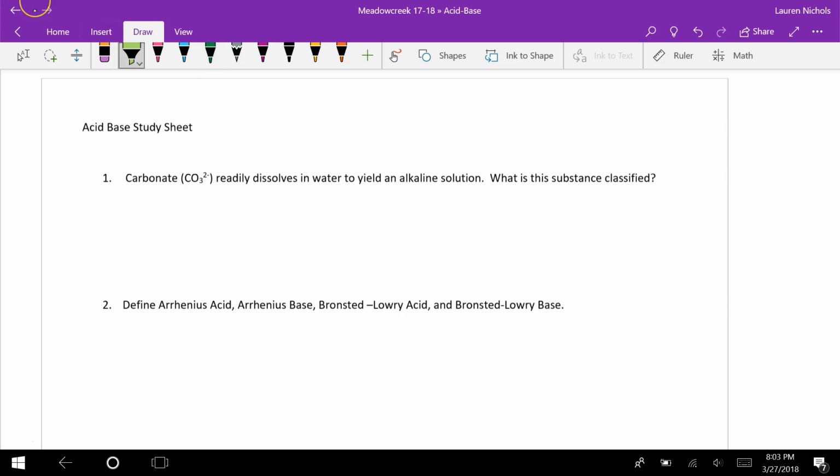So first thing I want to look at is question number 1, and question number 1 says carbonate, or CO3 2-, readily dissolves in water to yield an alkaline solution. What is this substance classified as? The first thing we need to look at is this word alkaline. The word alkaline means basic. So what they're saying is that carbonate is producing a basic solution, and it wants to know, what is this substance classified as?